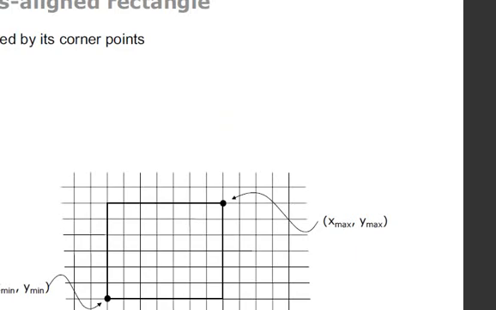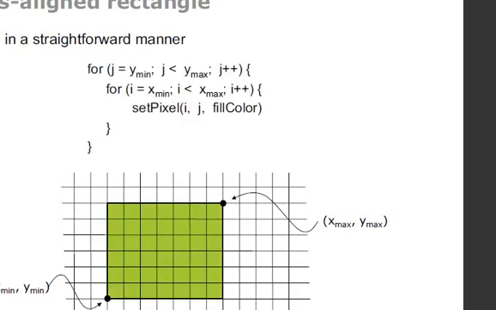Now we are discussing raster filling. Here we have 2 points. Here is the maximum x and y and here is the minimum x and y. In this section, we set j equal to y min, and the value of j will loop until y max, with j plus plus. In the for loop, the initial value of i is x min, and this loop goes until x max, with i plus plus. Then set pixel i and j, and lastly the fill color section.